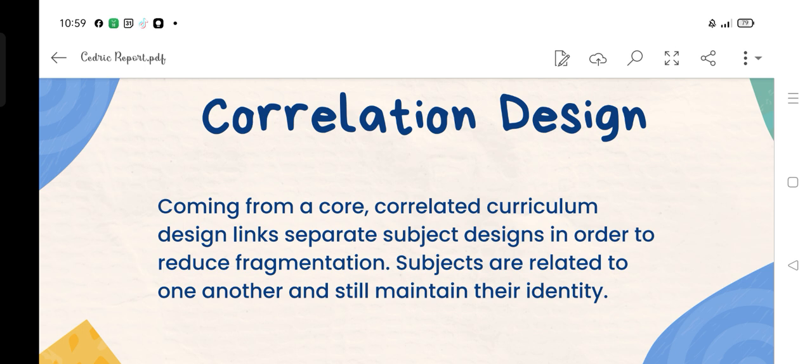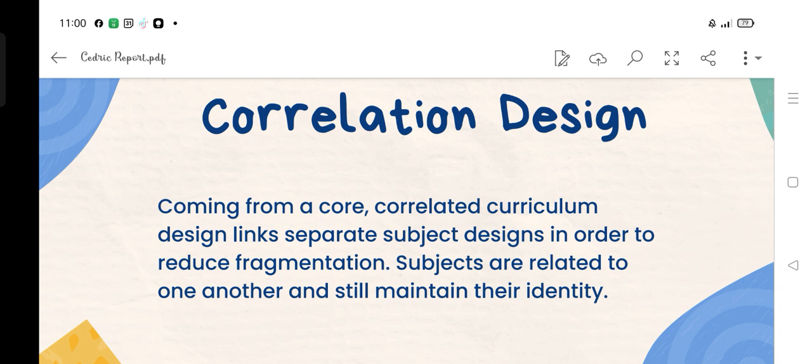science becomes the core, and mathematics is related to it. So as they are taken in chemistry, physics, and biology. Another example is literature as the core with art, music, history, geography related to it. Okay?